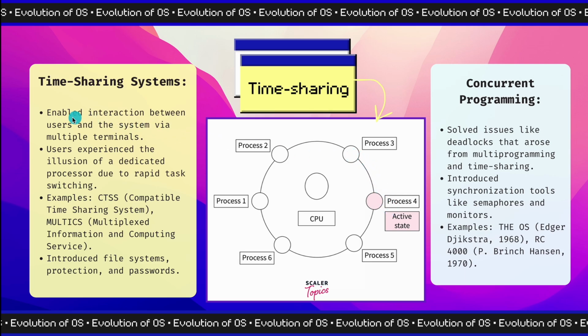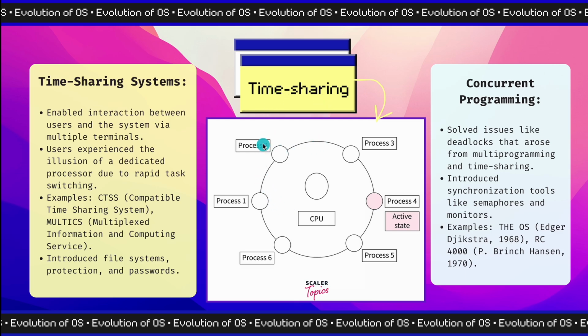So this enabled interaction between users and the system via multiple terminals. It could be done because the CPU can now give time to different processes after a set interval of time. This made the system look and feel more interactive and responsive. Users experience the illusion of a dedicated processor due to rapid task switching. Examples include the Compatible Time-Sharing System and the Multiplexed Information and Computing Service.